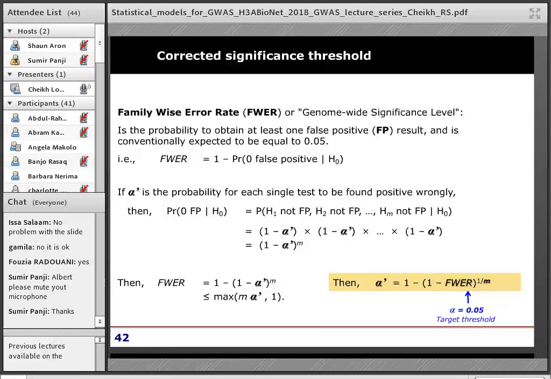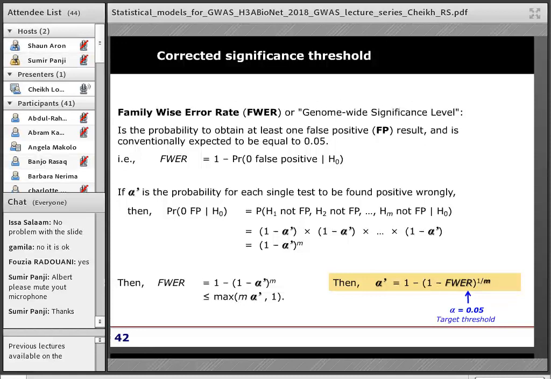So if alpha prime is the probability for each single test to be found falsely positive, then the probability to have zero false positives will be the probability to not have gene 1 as false positive, not have gene 2 as false positive, and not have gene M as false positive. And then it's 1 minus alpha prime times 1 minus alpha prime until the end. So it's 1 minus alpha prime to the power M. And you can easily derive the value of alpha prime depending on the alpha of 0.05, which is here in the yellow area. So it's alpha prime equals 1 minus alpha to the power 1 over M.